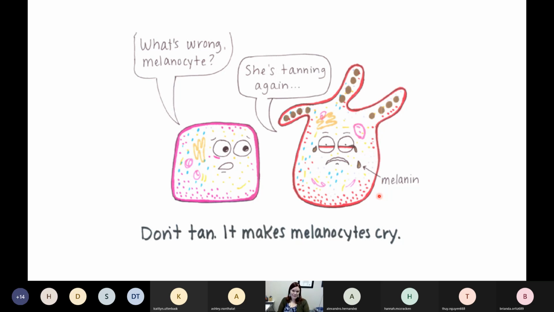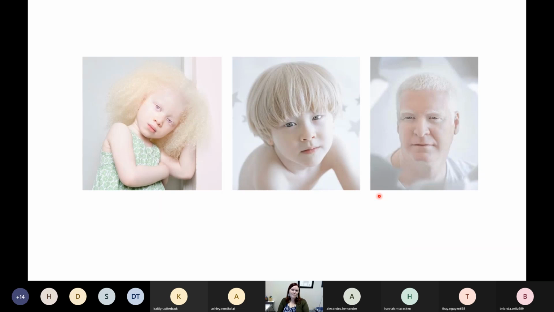All right, let's talk about problems with melanocytes. So I think this is probably one of the last things we'll chat about today. The first problem that we can have with melanocytes is a condition known as albinism. Let me type it in the chat for us here. Albinism.